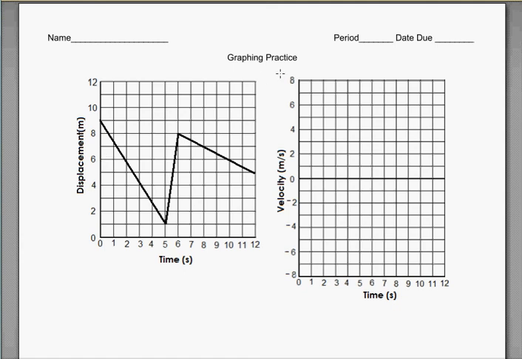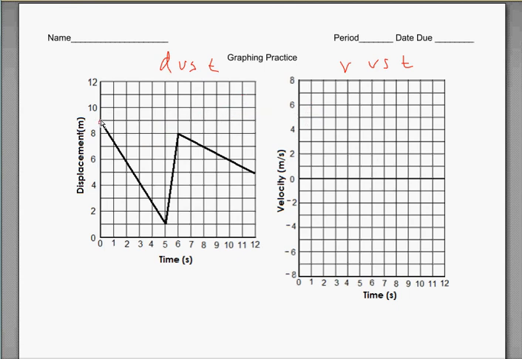Here we go. We've got some graphing practice here, and what I want you to do is take this D versus T graph and make a V versus T graph. Now remember guys, how do we travel from here to here? Well, the way to get here is to find the slope. Now why is the slope so important? Because the slope of this graph is velocity. So you're going to take this graph, find your slopes, and transform it over into this graph. Okay? Let's get this off there and let's get to work.